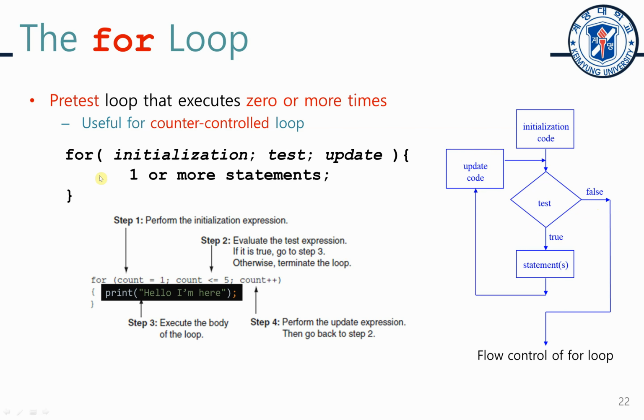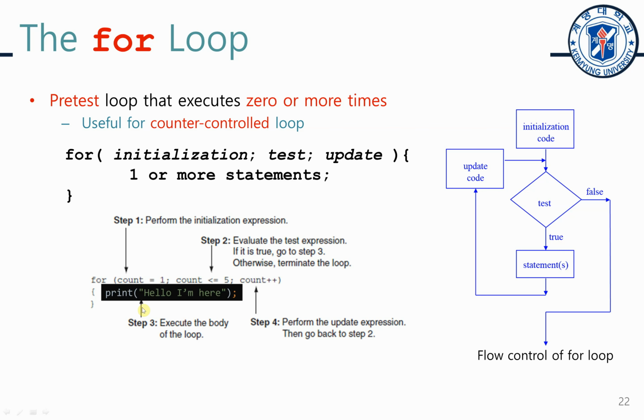This is the format of the for loop. We have initialization, and then we test, and if this condition is true, we execute the statement, and then we update, then we check the test condition. So the initialization is done only once, and these three parts, test, execution, and update, are done many times. So let's take a look at this example which we have seen earlier.